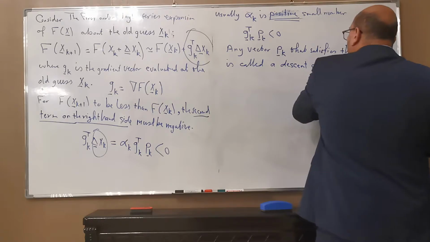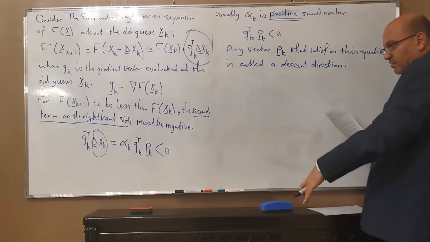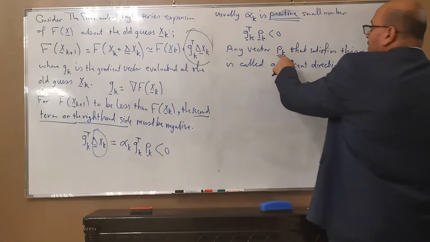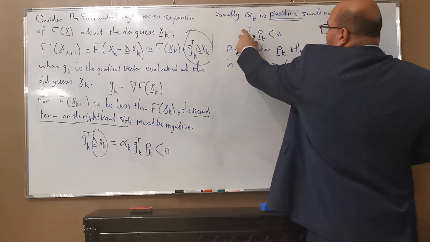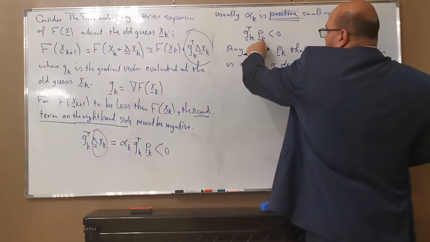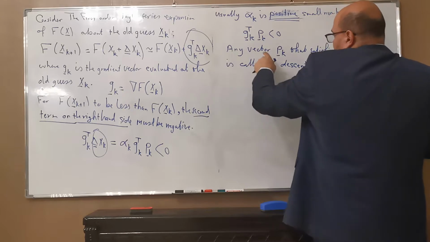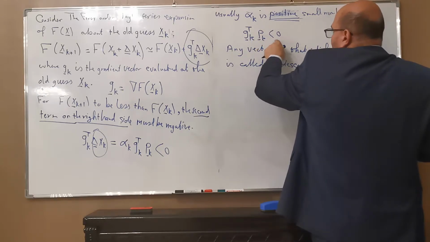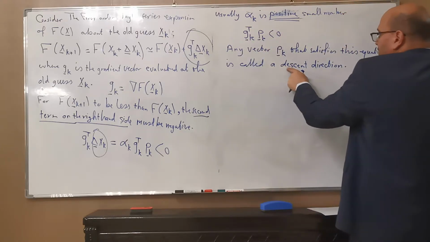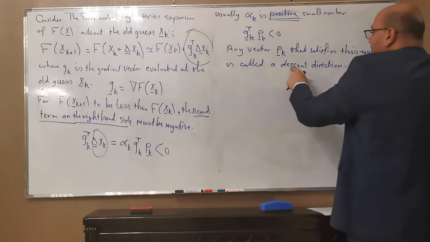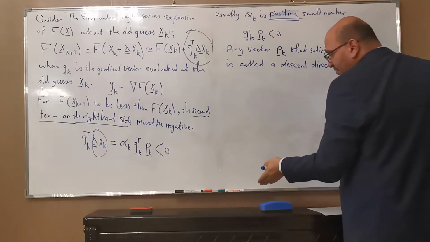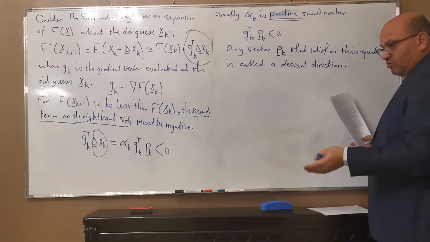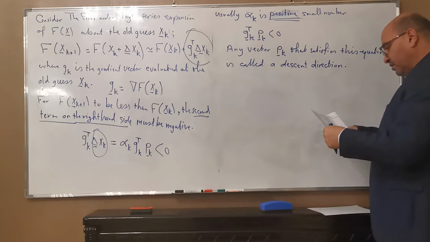So the descent direction is going towards the negative, towards the minimum. G and P are any vectors, and this is an inner product between two vectors. G is the gradient, P is a search vector. Choosing P in a way such that the whole thing is negative is called the descent direction, going in the negative of the gradient.